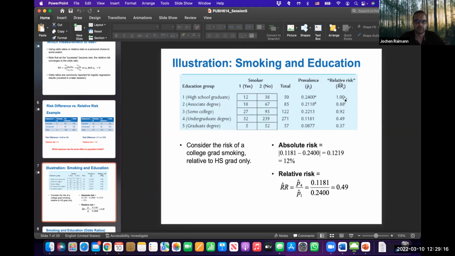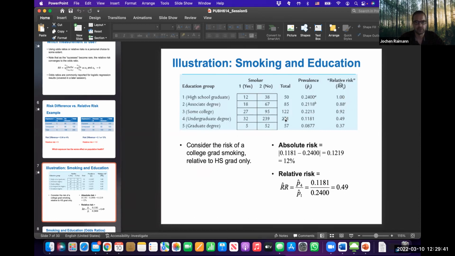So if you're relating now 0.81 to 0.24 as the reference, you basically come to a relative risk of 0.49. Right, so you pick this versus this, and that's basically how you can quantify the risk of identifying a smoker.